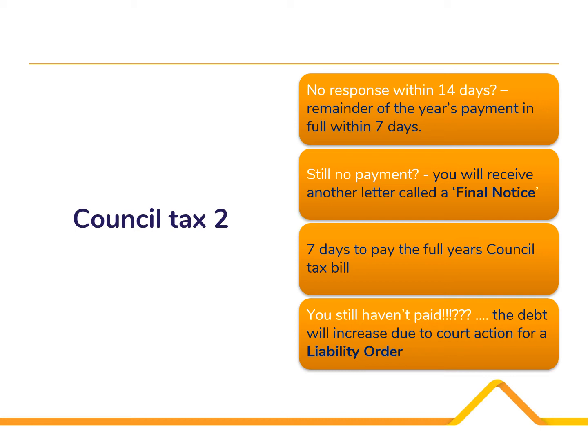If you still fail to respond with a payment, you receive another letter called a final notice. You're then allowed another 7 days following the final notice to pay the full year's council tax bill. You still haven't paid? Well, this is where the debt starts to increase. The council will take court action and apply to the courts for a liability order. Because you have continually ignored the council and not paid, your debt has increased by the cost of the liability order, which will also include any court and solicitor's costs.